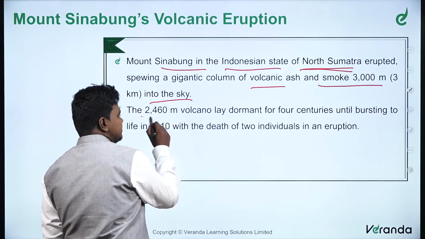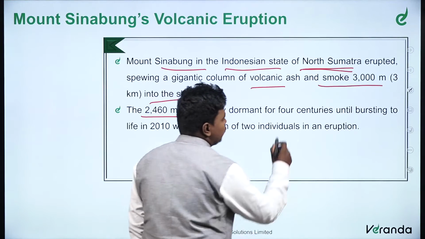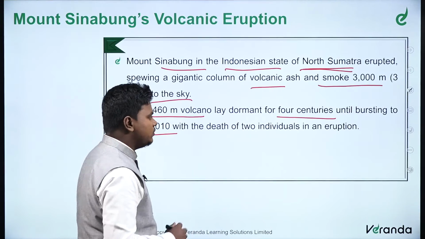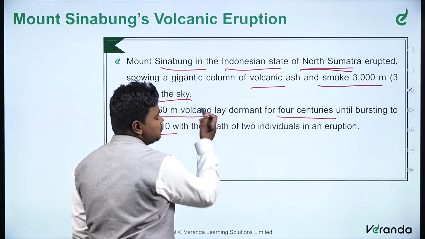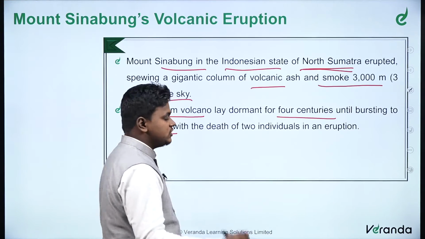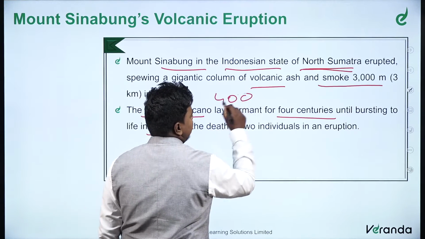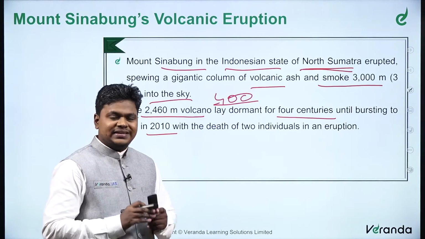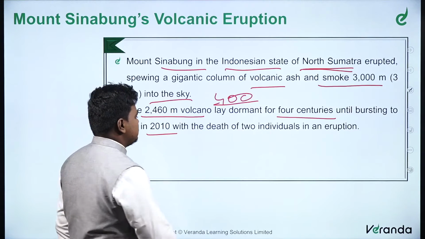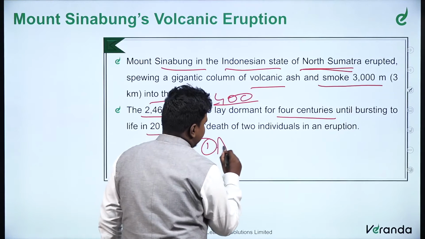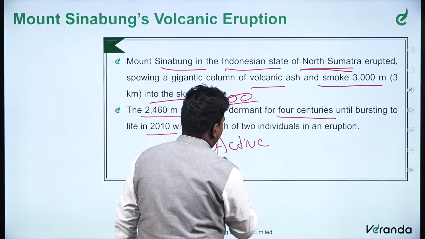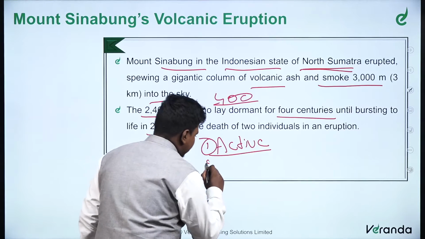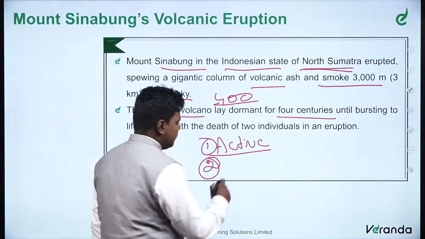The 2460 meter volcano lay dormant for around 4 centuries until bursting to life in 2010, with the death of 2 individuals in the eruptions. So this volcano was dormant for around 4 centuries, 400 years. When we talk about volcanoes, there will be 3 types regarding their stage. For example, there will be active volcanoes. At any point of time they will be emitting ashes, smoke, etc. So these are called active volcanoes. Then the second type is dormant volcano.